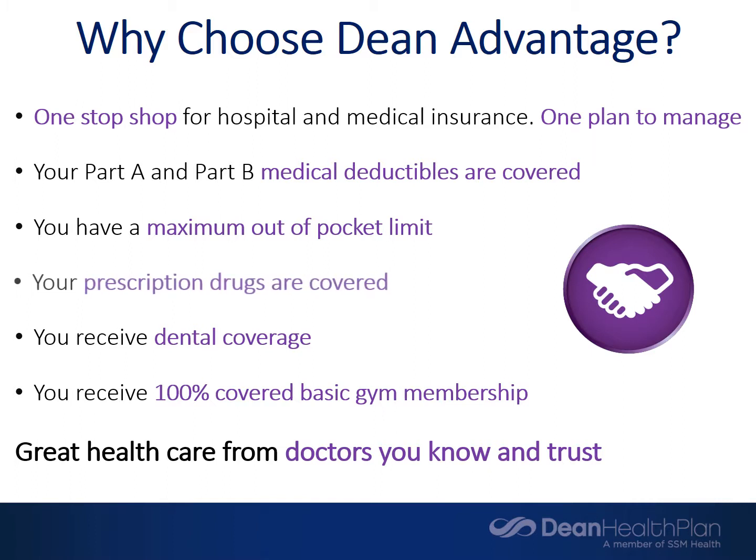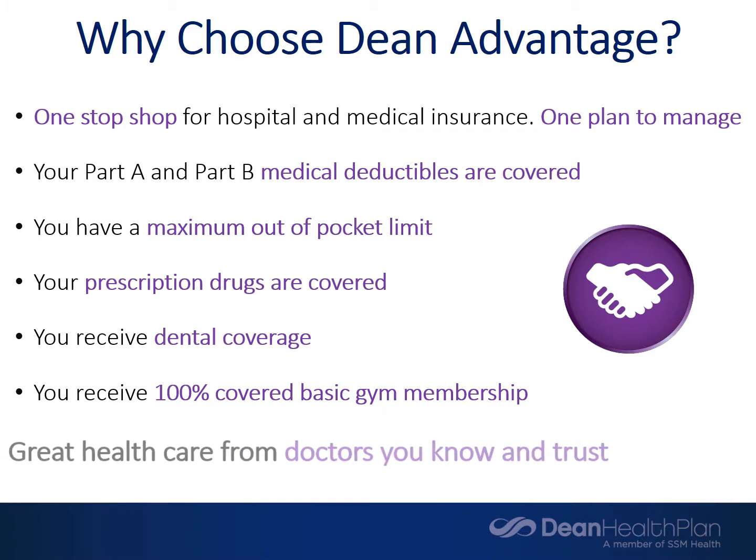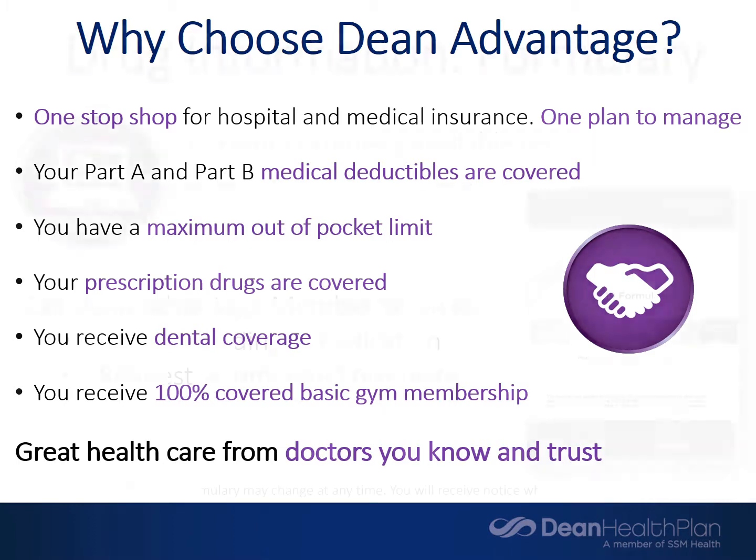Prescription drugs are covered on all our plans with manageable copays according to our formulary. You receive dental coverage on all our plans from preventive to comprehensive care, depending on the plan you choose. You will also receive 100% covered basic gym memberships through in-network health clubs. Dean Health Plan is part of an integrated health system where the insurance company and the hospitals and the clinics work closely to build a better patient relationship.